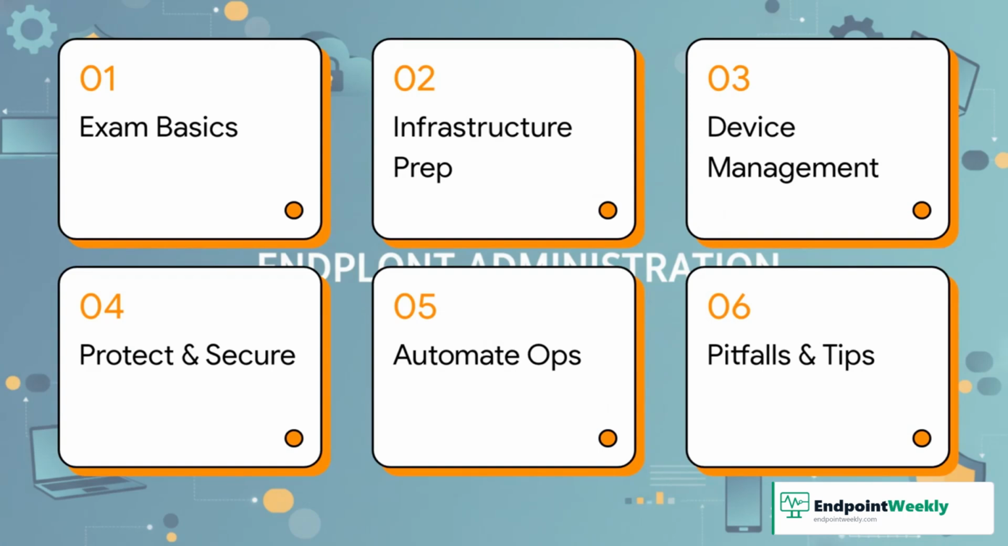So here is our roadmap for today. Number 1, exam basics. Number 2, domain 1, infrastructure preparation. Number 3, domain 2, device management. Number 4, domains 3 and 4. Number 5, domain 5, automation optimization. And finally, number 6, pitfalls and exam tips.